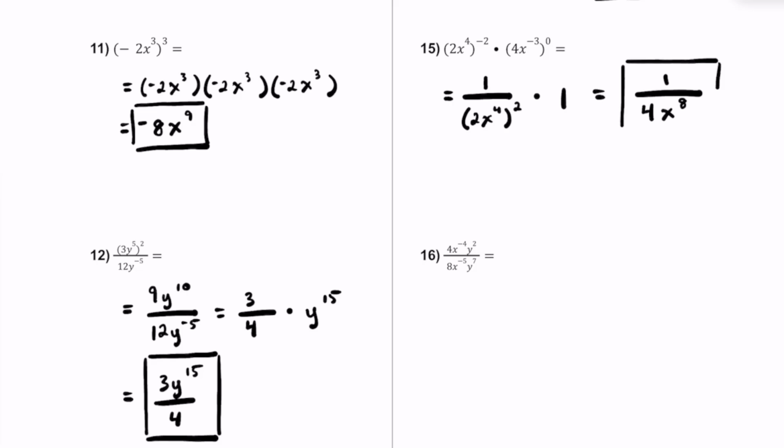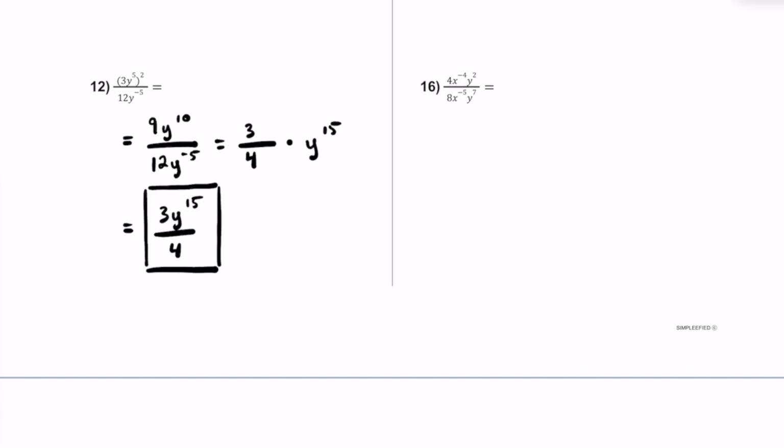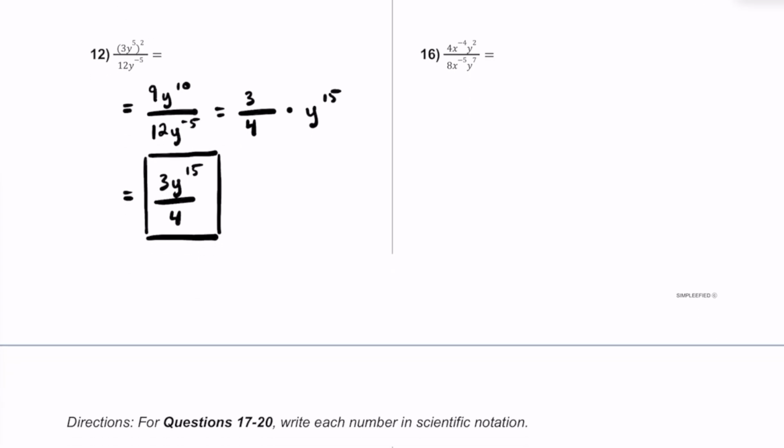So it looked a little scary in the beginning, but hopefully if you knew what to do with that 0 exponent, you could have saved some time there. All right, for number 16, we have another rational expression here. So let's go ahead and break it down piece by piece.